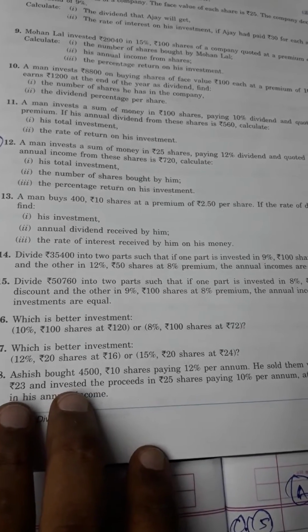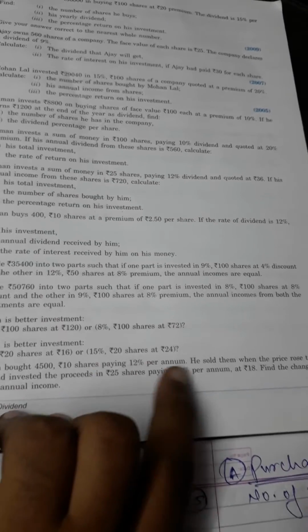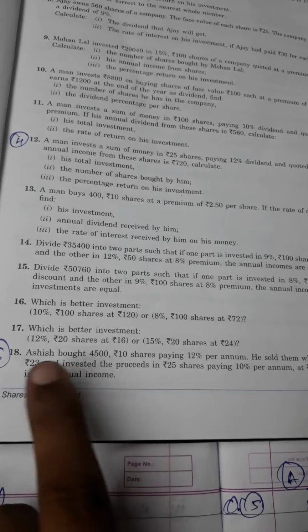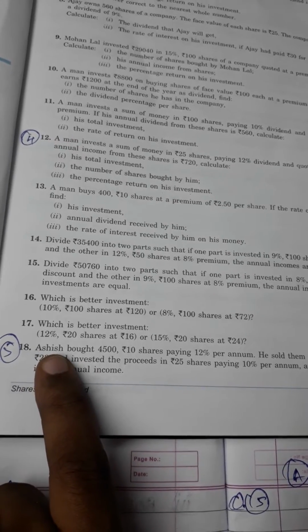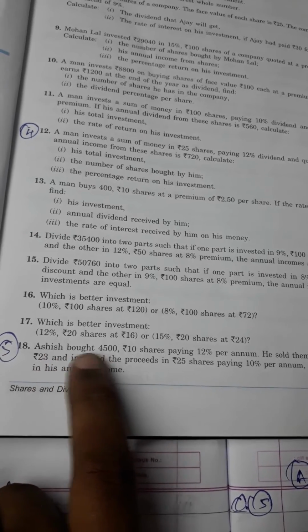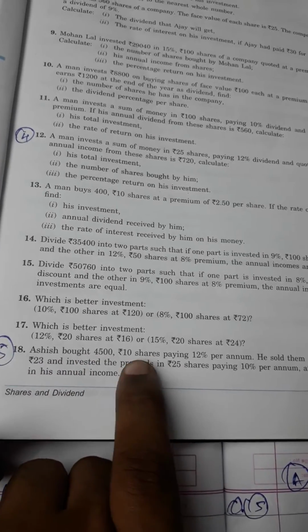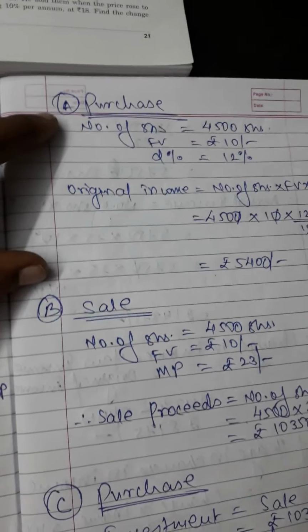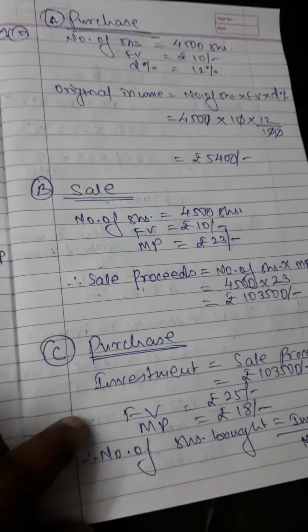Divide this question in part. First part is purchase, second part is sale, third part is again purchase. Then divide this question into 3 parts. First I am solving A part. When number of shares is 4,500, face value is 10, D percent is 12%. Now the solution for this, I have divided this question into 3 parts: A part, B part and C part.